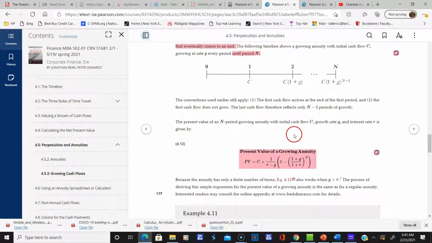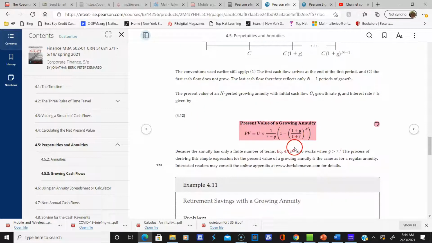Now, I don't know if Excel has this equation. You might have to subtract off the growth rate yourself. I have to check and see if Microsoft Excel will have that.